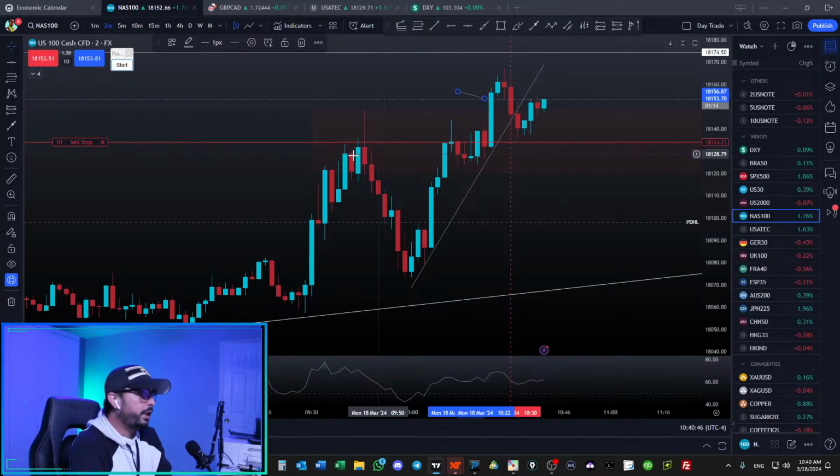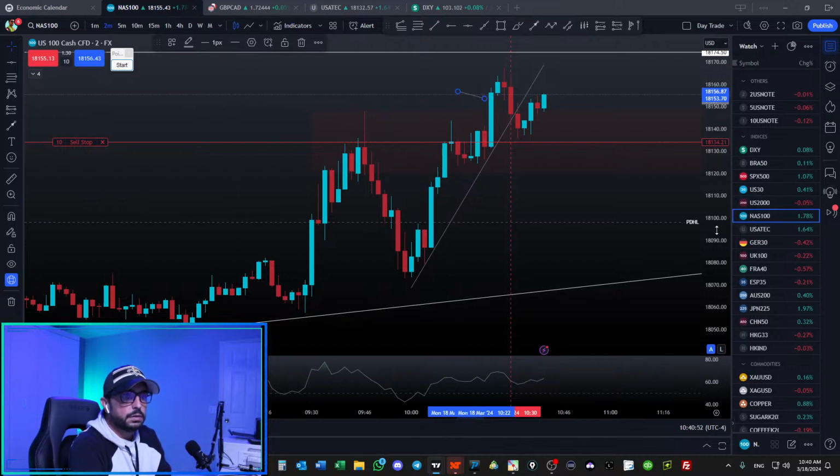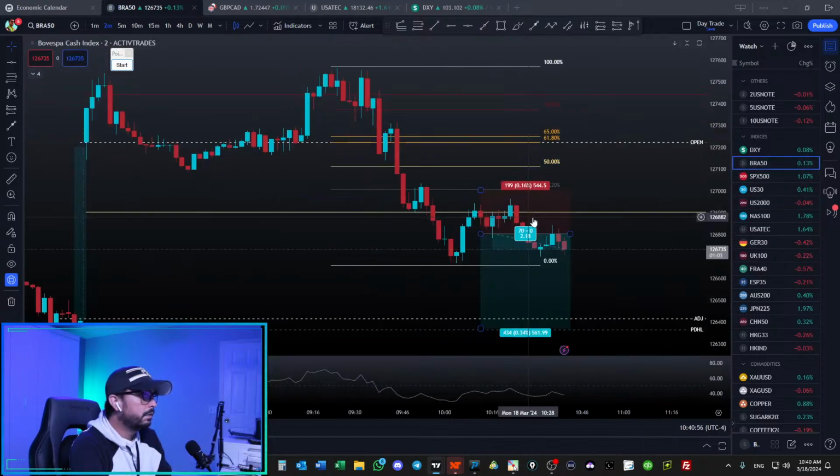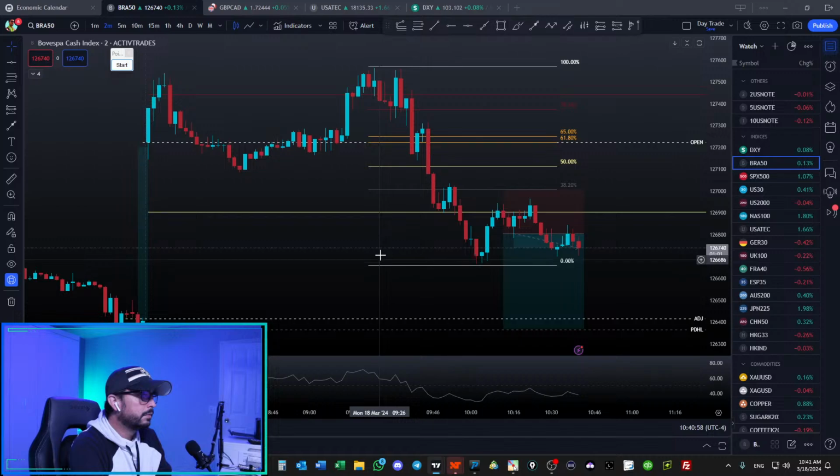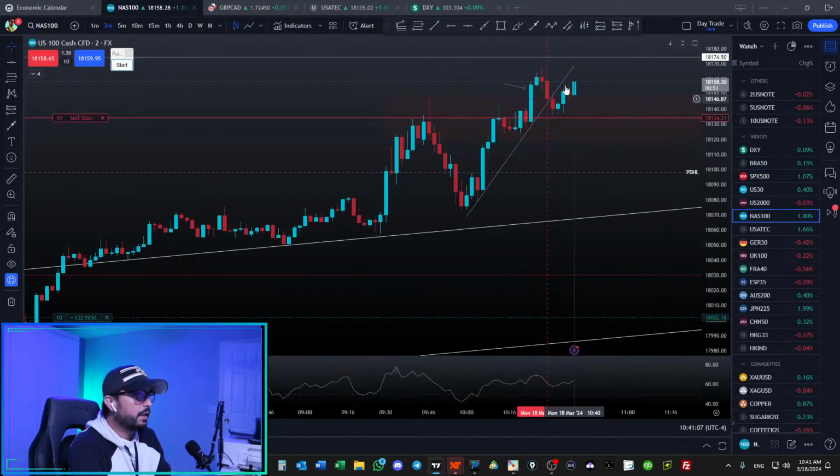Our trade on the mini index, it's moving. We're going to move it to break even soon. We got a trade there. Waiting on the NAS now.